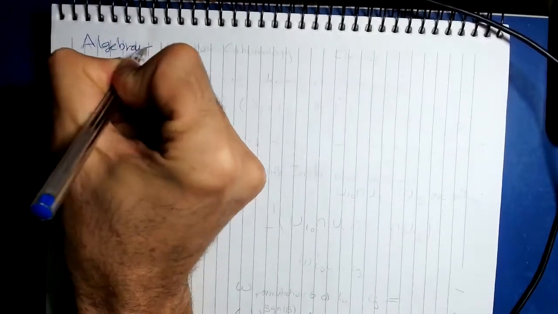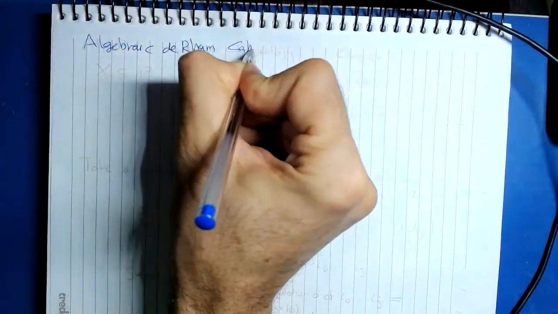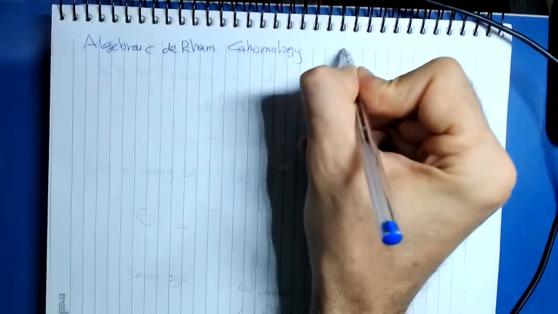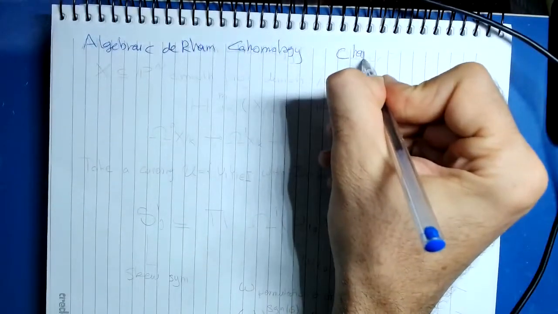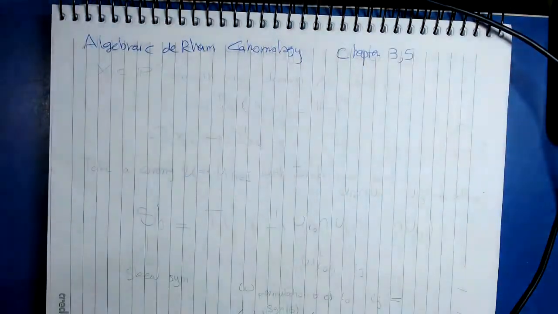In this video, I am going to explain algebraic de Rham cohomology in a checklist fashion. So, algebraic de Rham cohomology. This will be basically from chapters 3 and 5 of my book.